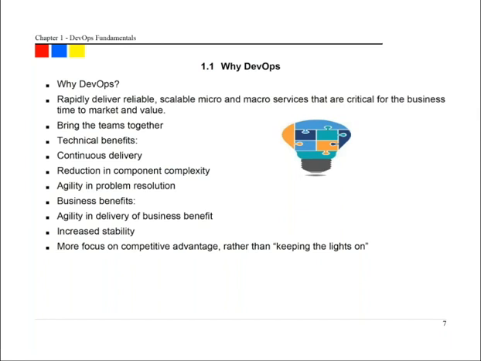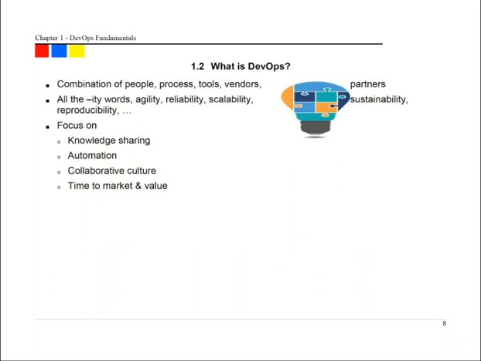I may also be interested in increased stability. Some organizations are driven by a need for increased stability simply because they have an environment that isn't particularly reliable. They really need to do something about that. Well, DevOps can help there as well. And the last one on this slide, again, they go on, is being able to focus on competitive advantage rather than keeping the lights on. In other words, the ability to invest more of our IT spend on deriving new business value rather than simply maintaining IT capabilities.